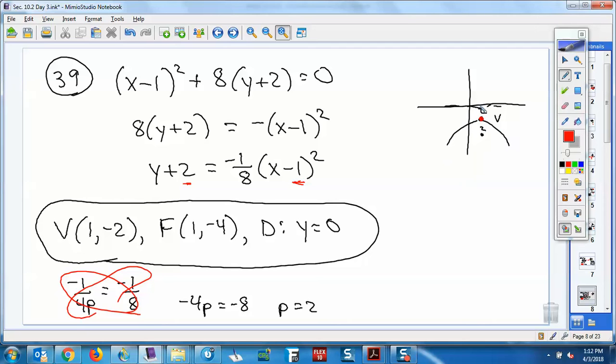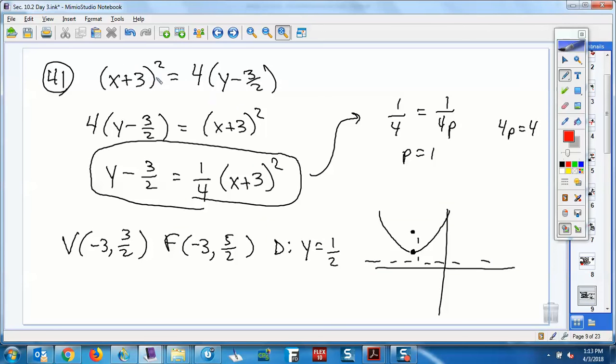So we're going to go 2 up to our directrix, so that's y equals 0. And we're going to go 2 down to our focus, and so that's (1, -4) for our focus. Again, we want to get the x squared, so I'm going to flip these around and divide by 4. So here's our vertex, (-3, 3/2). So that's right there. 1 over 4p is our 1/4, so p is 1.